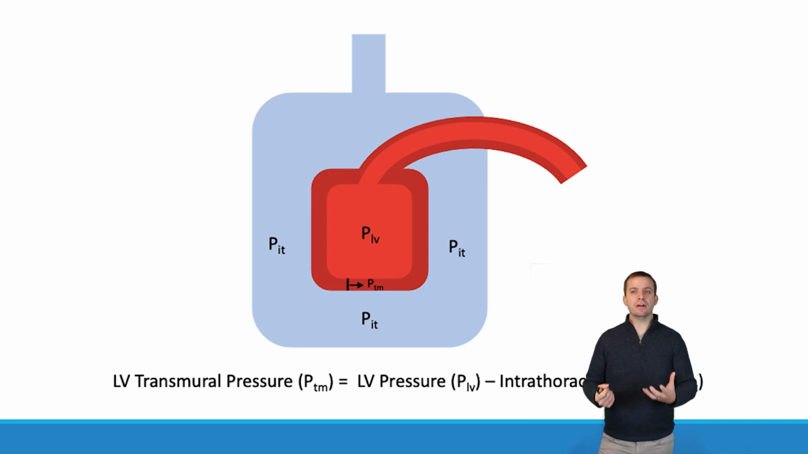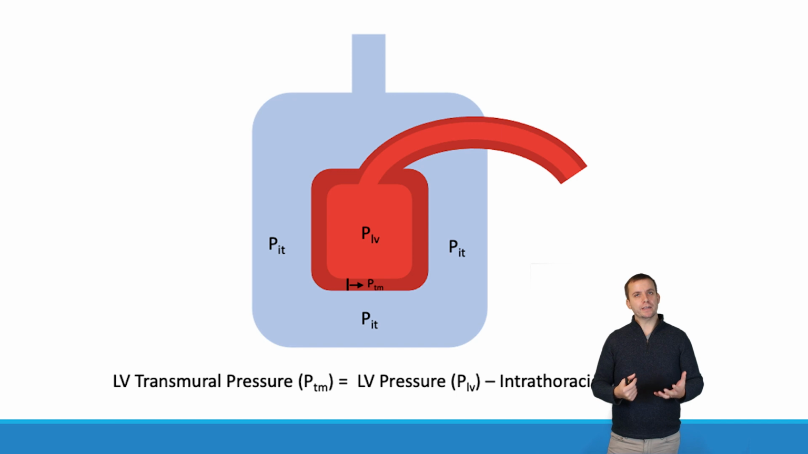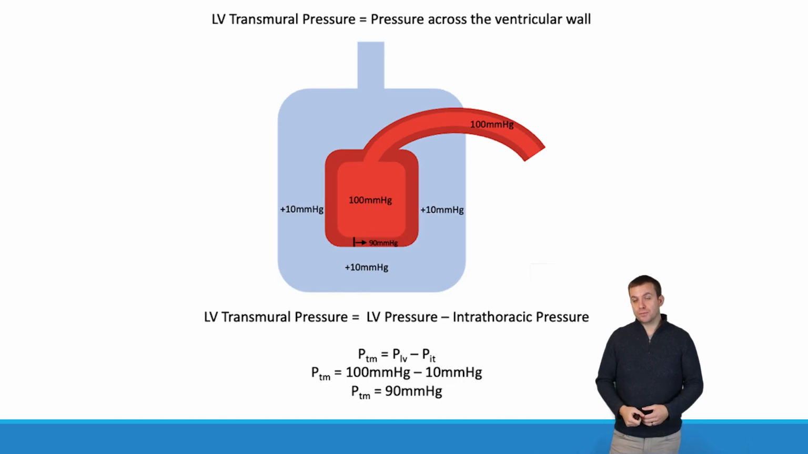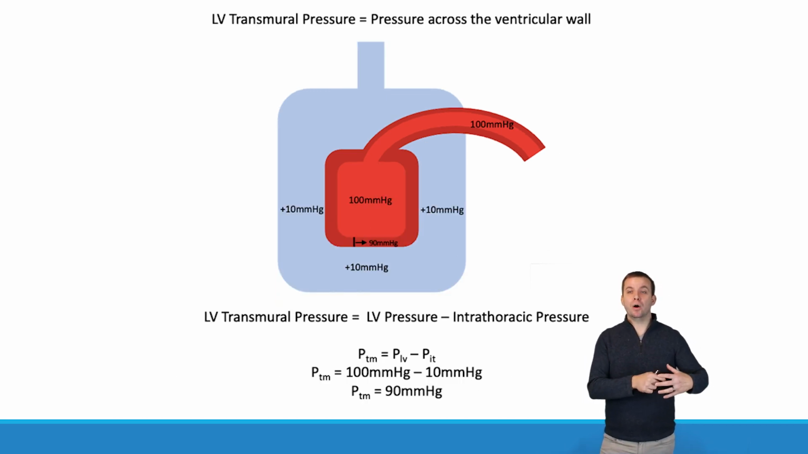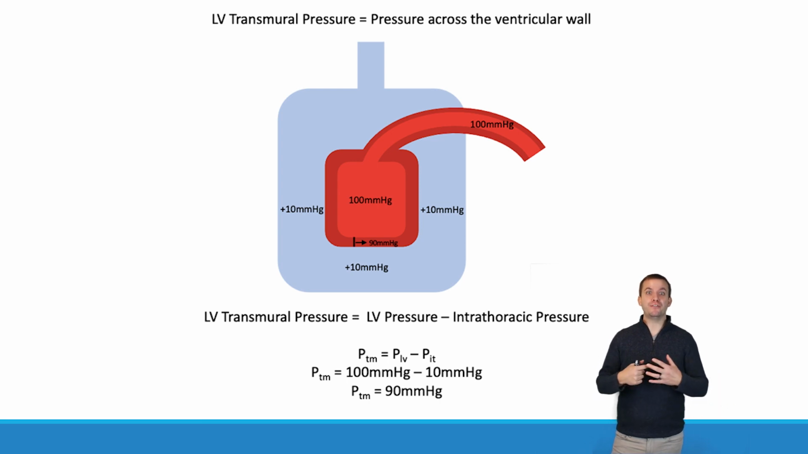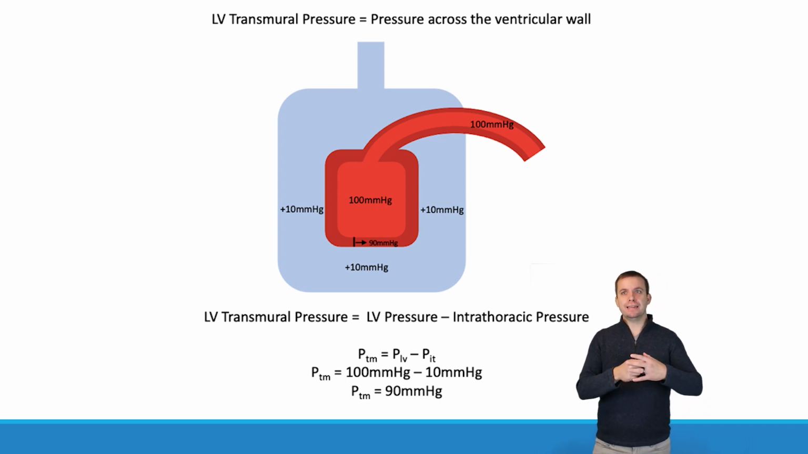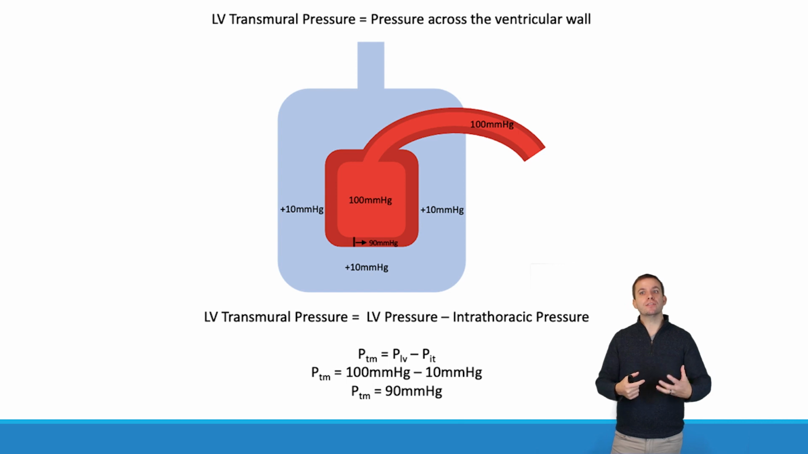It is a better explanation for how positive pressure or negative pressure affects afterload. So your transmural pressure, which is your LV pressure minus your intrathoracic pressure. In this example, we're going to look at how positive pressure affects someone's afterload, is that you're looking at the pressure across the ventricular wall.